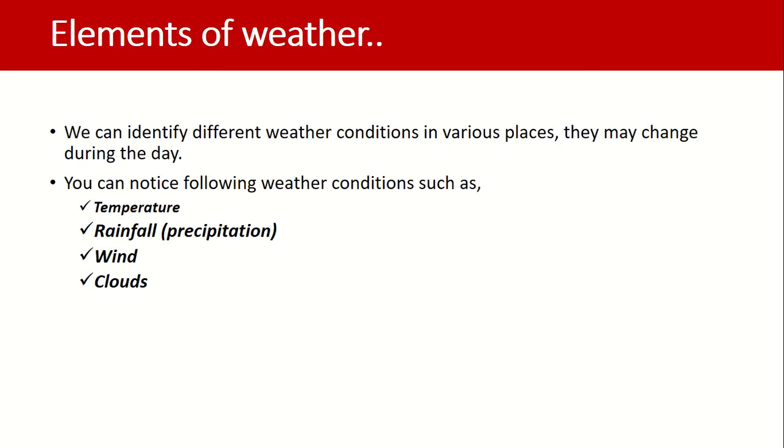So, what are the elements of weather? We can identify different weather conditions in various places. They may change during the day. Sometimes you may feel warm, or it may be going to rain. So, you can notice the following weather conditions: temperature, rainfall, which we call precipitation, wind, and clouds. Those are the main weather elements we can notice.